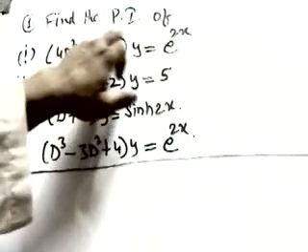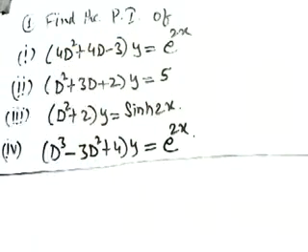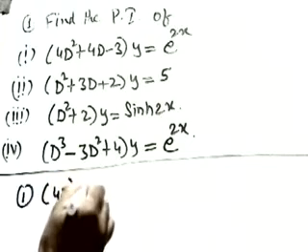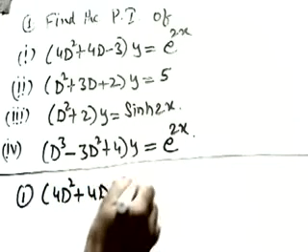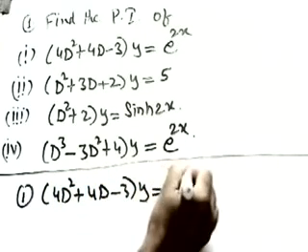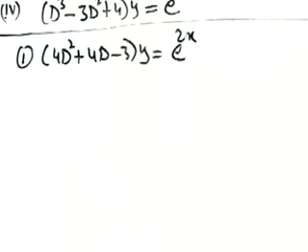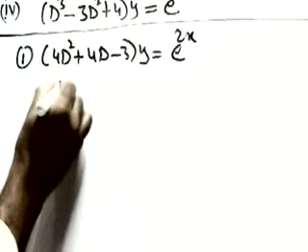But here I am showing just the particular integrals. Find the particular integral of the form. Let me start with the first one: (4D² + 4D - 3)y = e^(2x). Now we have seen how to start. Do one thing, bring the D on the right side, it will be divided, invert.